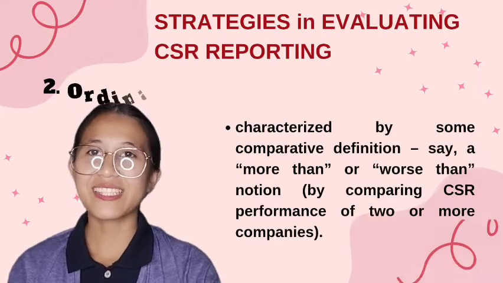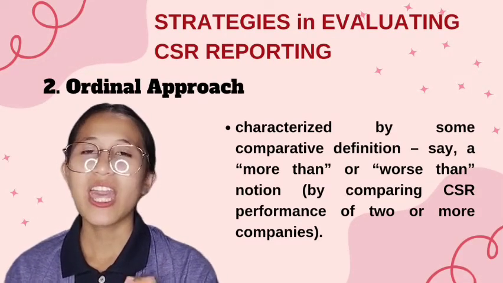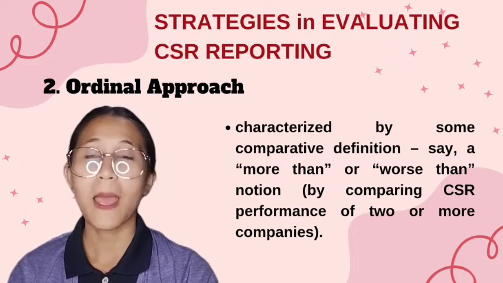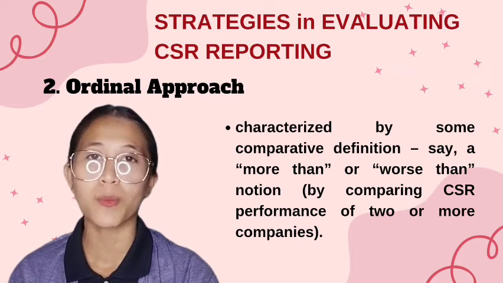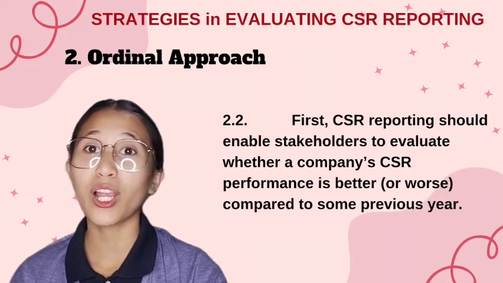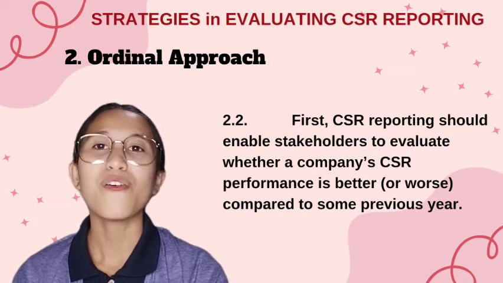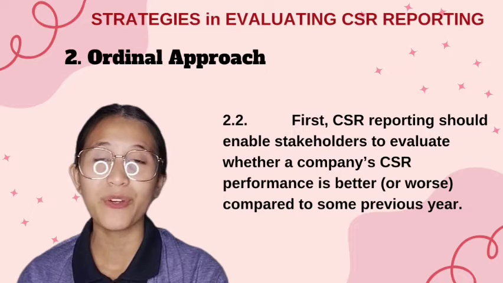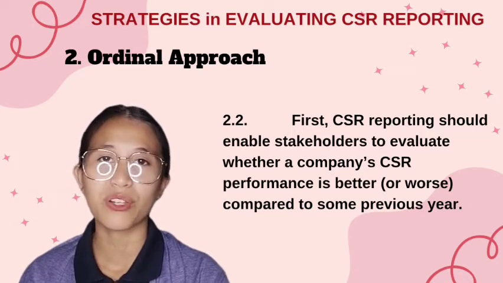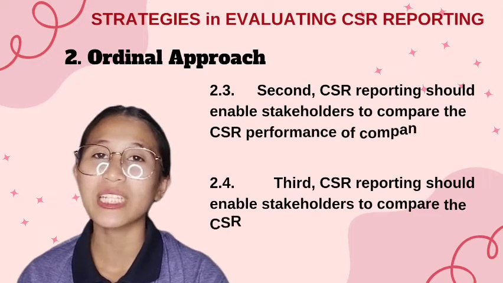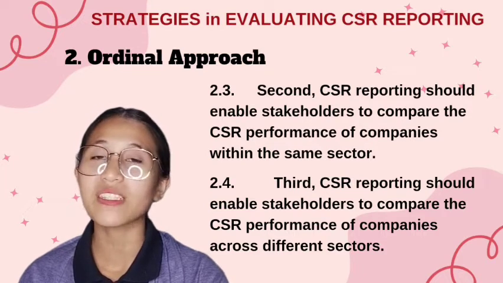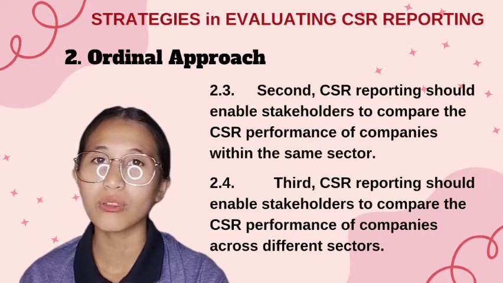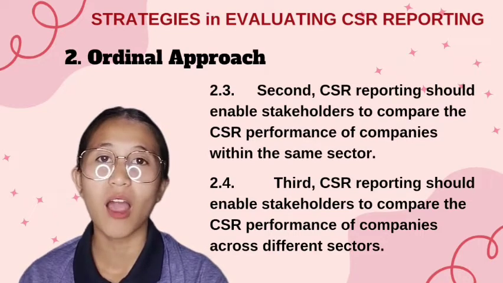The second strategy is the ordinal approach. This approach is characterized by some comparative definition, say a more than or worse than notion, by comparing the CSR performance of 2 or more companies. In the ordinal approach, there are 3 ways to evaluate the CSR reports. First, CSR reporting should enable stakeholders to evaluate whether a company's CSR performance is better or worse compared to some previous year. Second, CSR reporting should enable stakeholders to compare the CSR performance of companies within the same sector. Third and last, CSR reporting should enable stakeholders to compare the CSR performance of companies across different sectors.